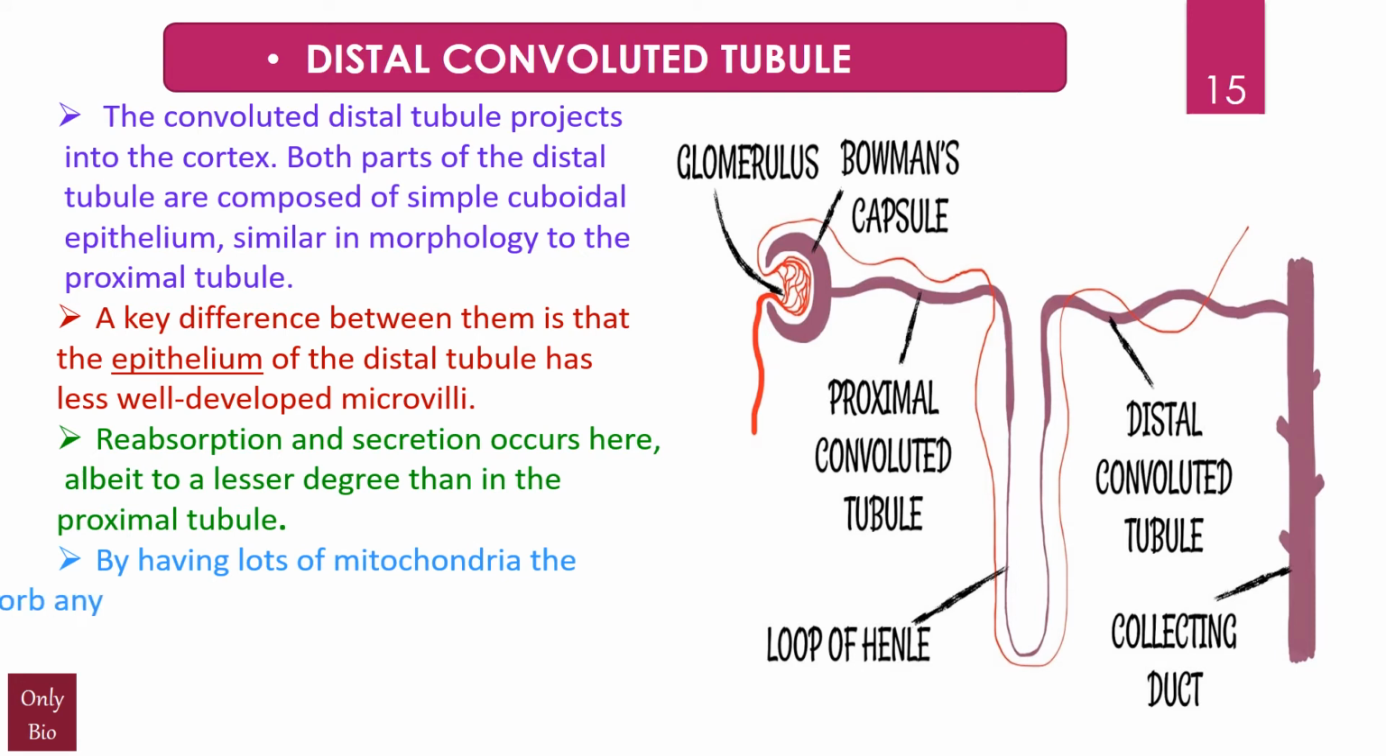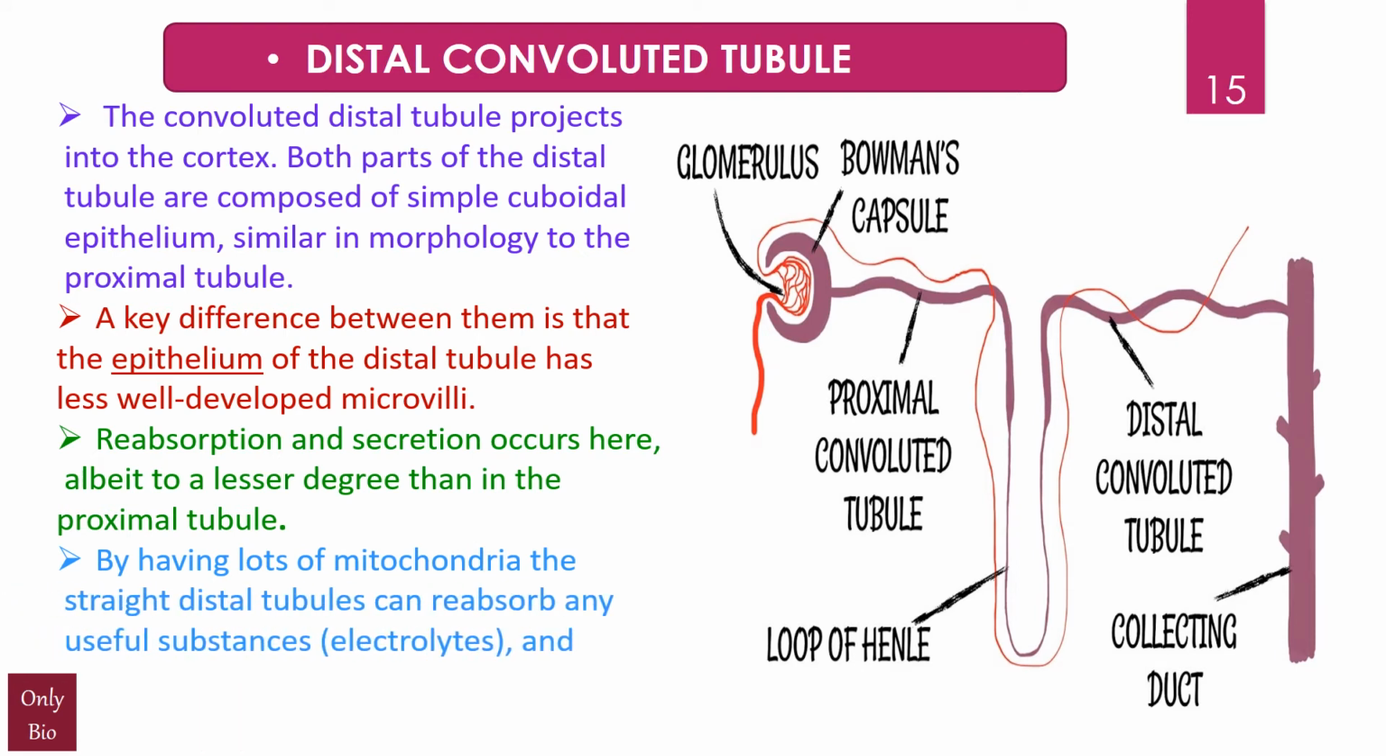By having lots of mitochondria, the straight distal tubules can reabsorb any useful substance or electrolytes and secrete any remaining waste products using active transport.